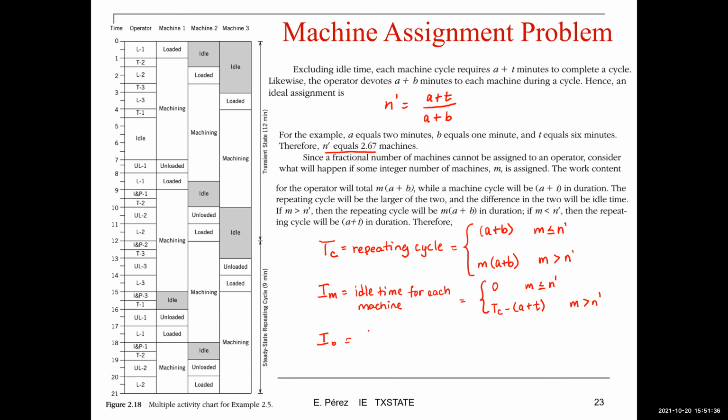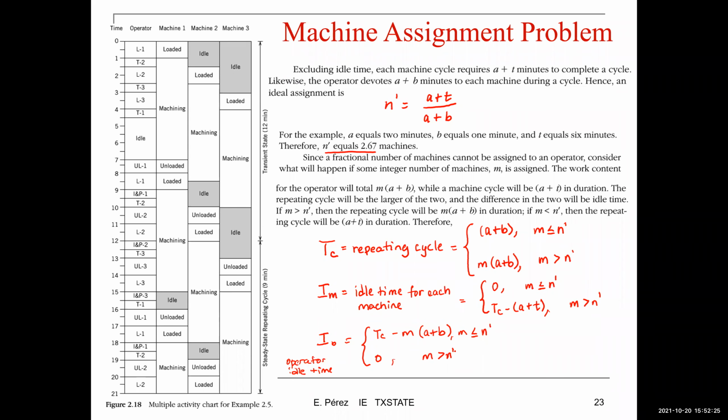Io will be equal to Tc minus M times (A plus B), for M less than or equal to N prime, and this is the operator idle time. And 0 if M is greater than N prime.